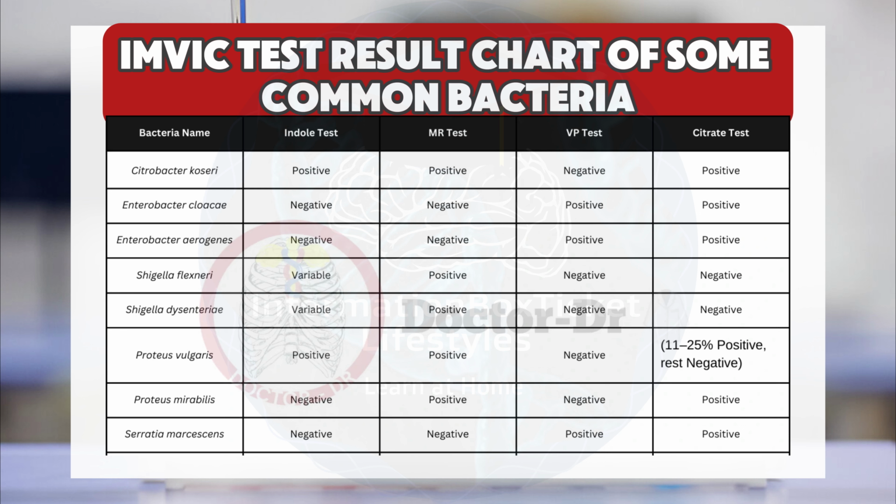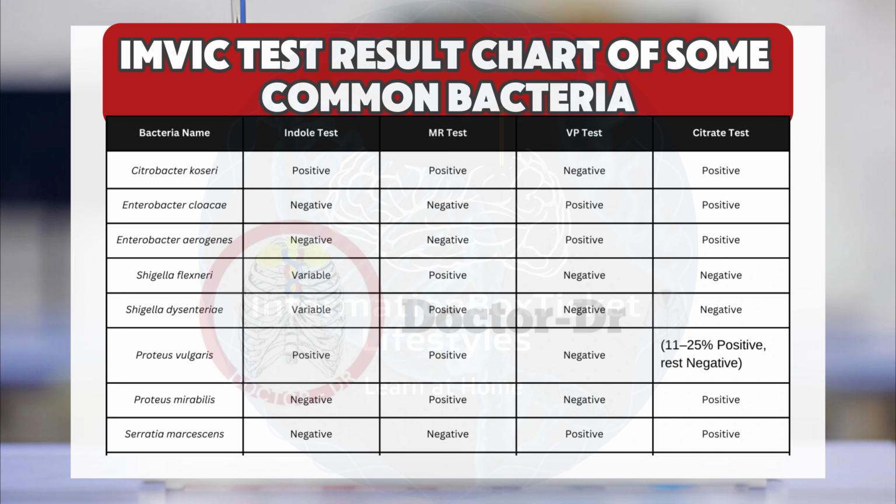Enterobacter cloacae: negative indole, negative methyl red, positive Voges-Proskauer, positive citrate. Enterobacter aerogenes: negative indole, negative methyl red, positive Voges-Proskauer, positive citrate. Shigella flexneri: variable indole, positive methyl red, negative Voges-Proskauer, negative citrate. Shigella dysenteriae: variable indole, positive methyl red, negative Voges-Proskauer, negative citrate.